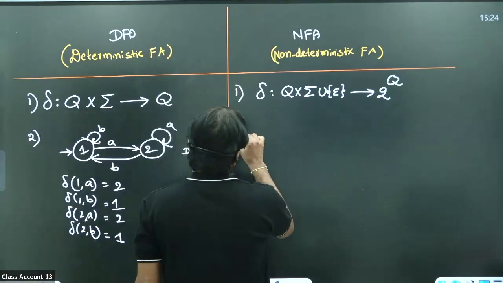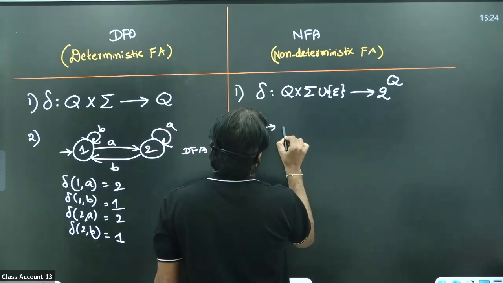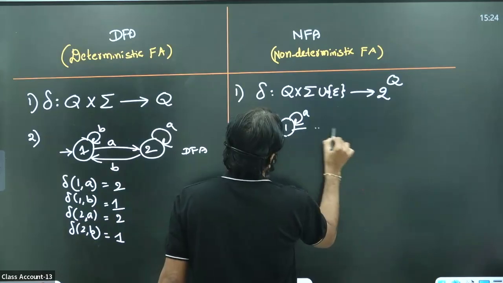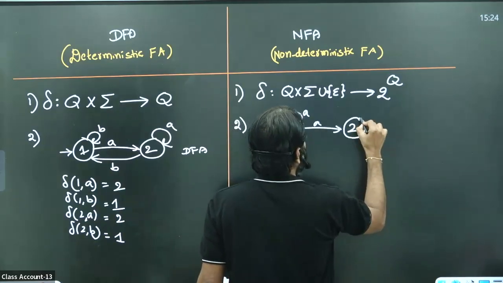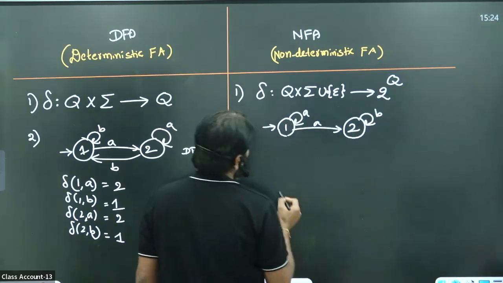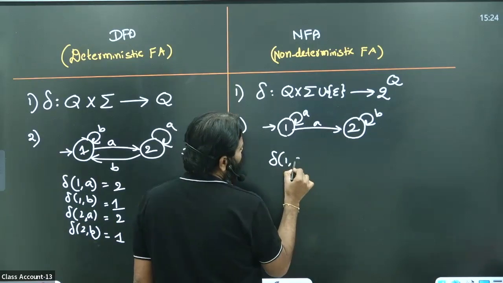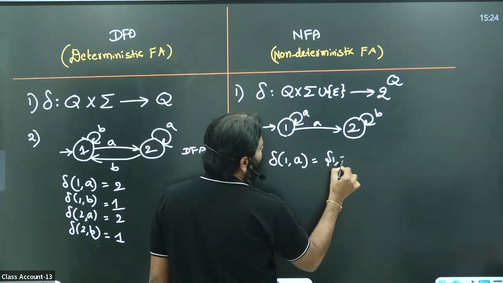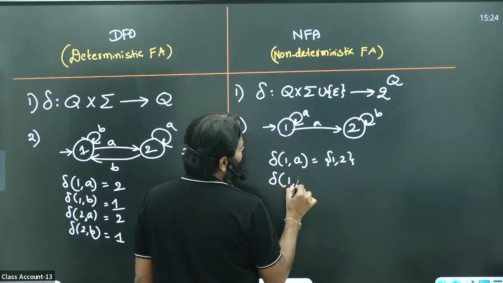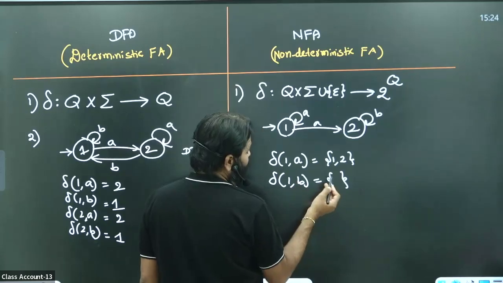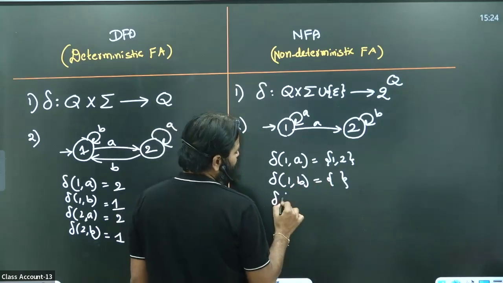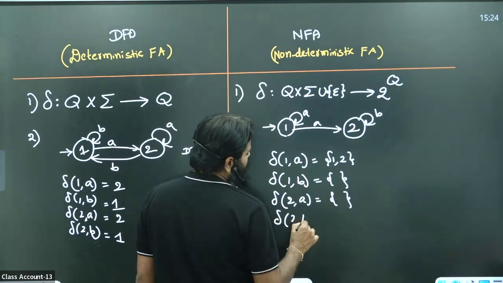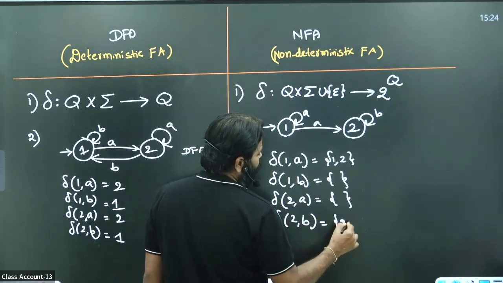When you look at the NFA, you can have the same machine or you can also have a different machine. You can see here. Now here, if I ask what is delta 1 comma A, you don't get a state, you will get subsets, like either 1 or 2. If I ask delta 1 comma B, you don't get anything here. You get nothing. 2 comma A, you get nothing. 2 comma B, you get only 2.